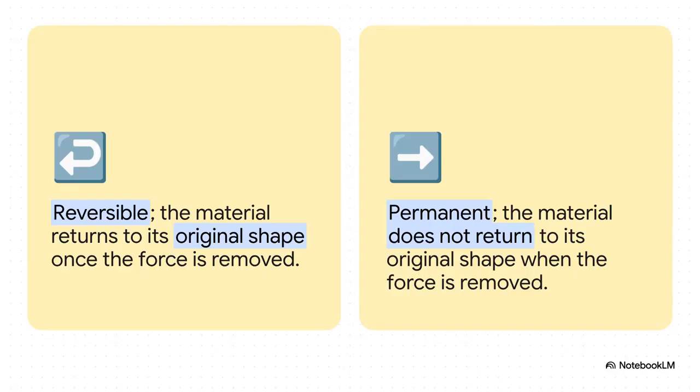And like we've said, the answer really just boils down to one word: reversibility. Elastic deformation is temporary and reversible. Plastic deformation is permanent. That's the key.